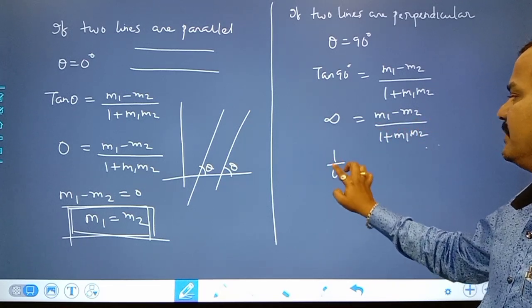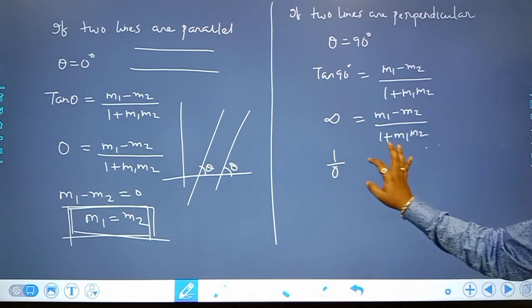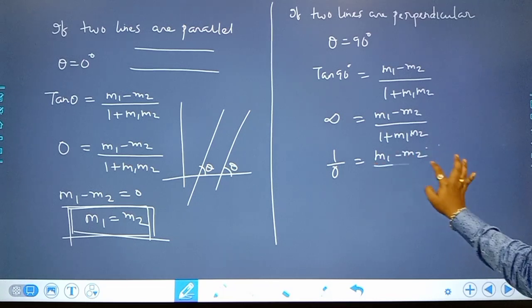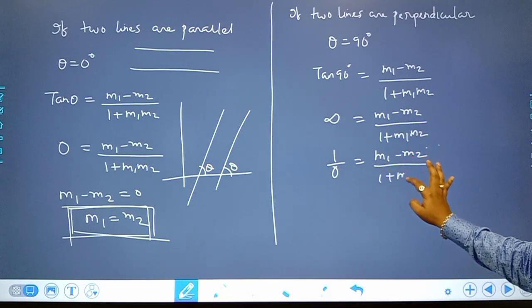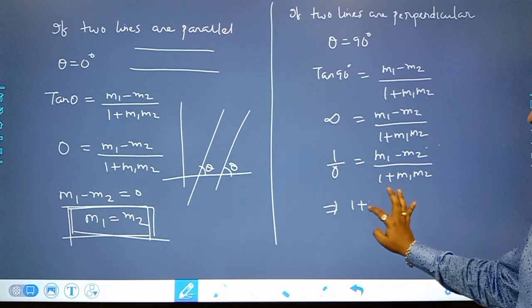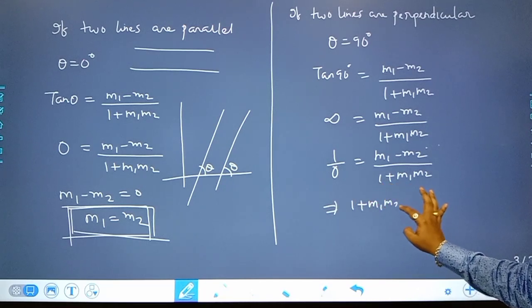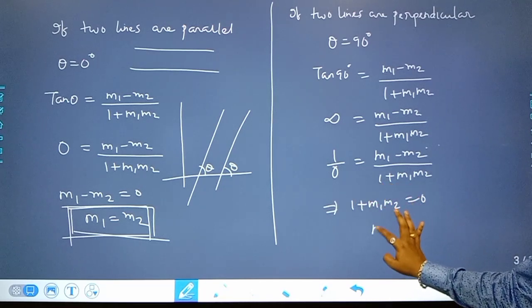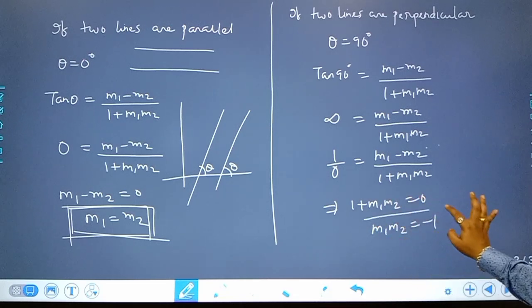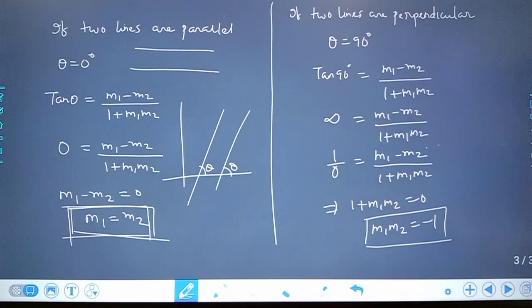Infinite means 1 by 0. So 1 by 0 is equal to (m1 minus m2) by (1 plus m1 m2). So it implies 1 plus m1 m2 is equal to 0. So m1 m2 is equal to minus 1. That is the meaning.